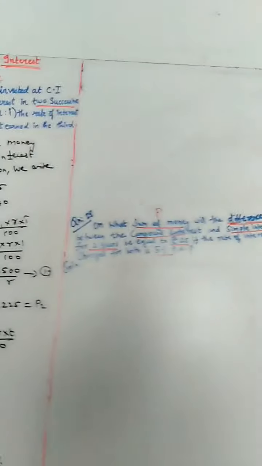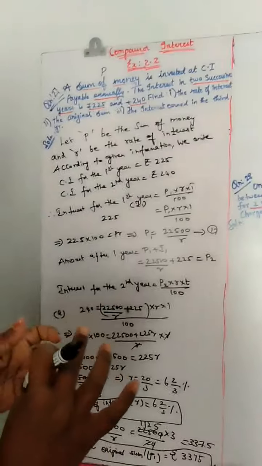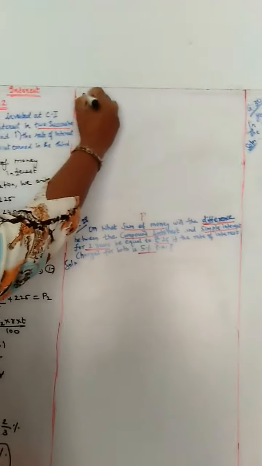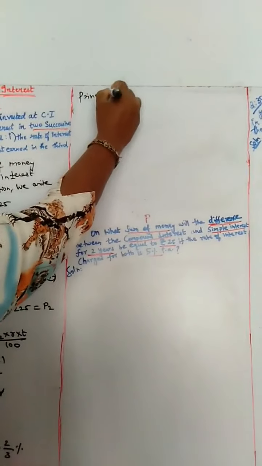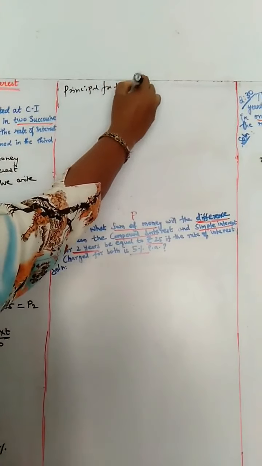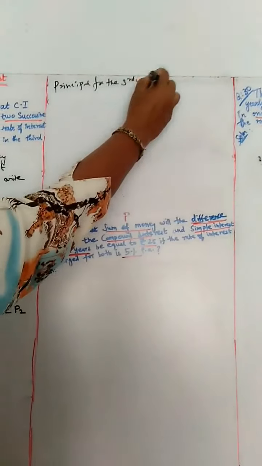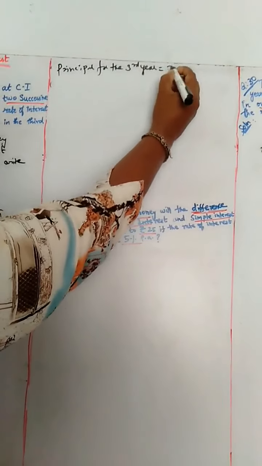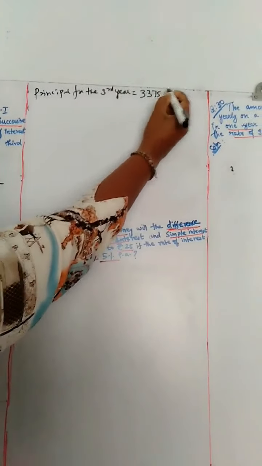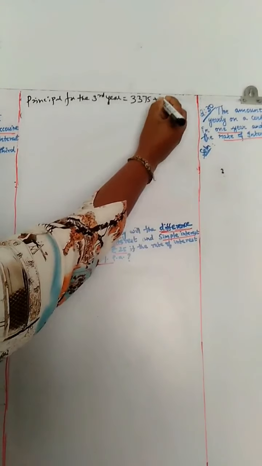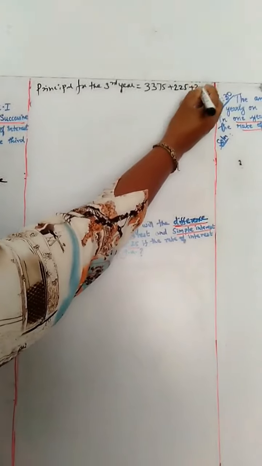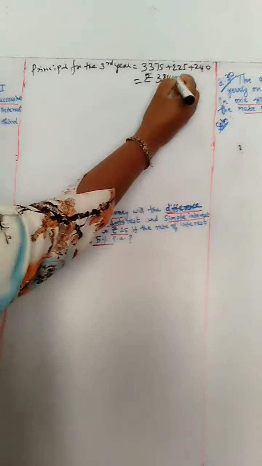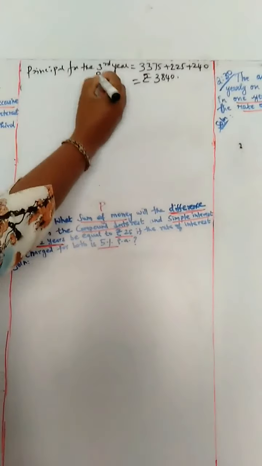Next, we are going to find the interest earned in the third year. Before finding it, we want to find the principal for the third year. The principal for the third year is the original principal 3375 plus the interest of the 2 years, which is 225 plus 240. If you add that, you get rupees 3840. This will be the principal of the third year.